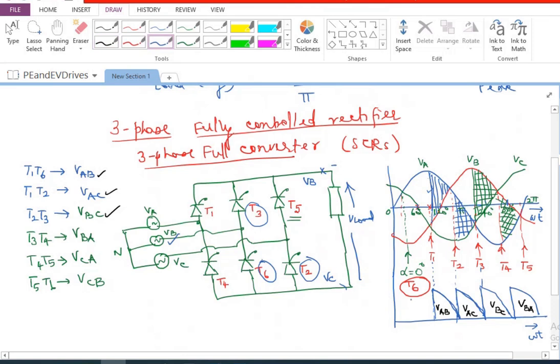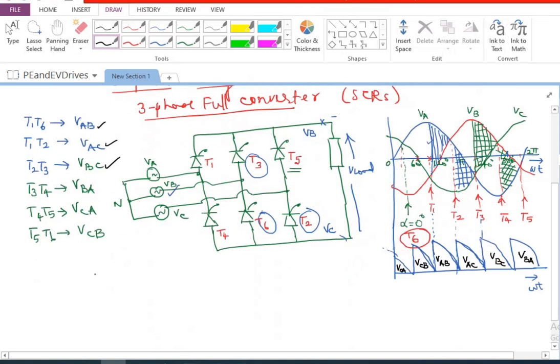So I'm going to draw one segment somewhat like this, and the other segment will be only half. It would be increasing further. So this would be somewhat like this. So after VBA, it is VCA, and this is going to be VCB. So this is how it is going to be as far as the output voltages are concerned. So this is the output voltage waveform.